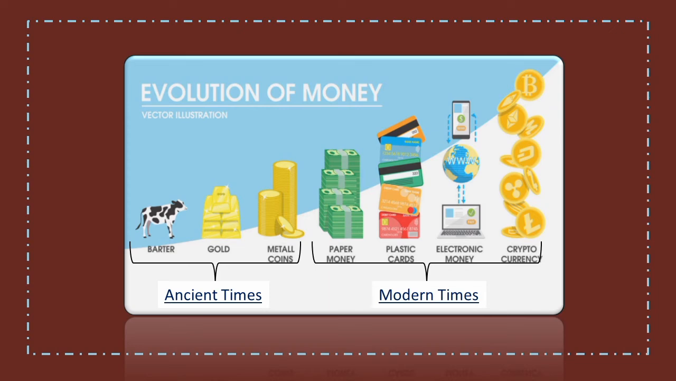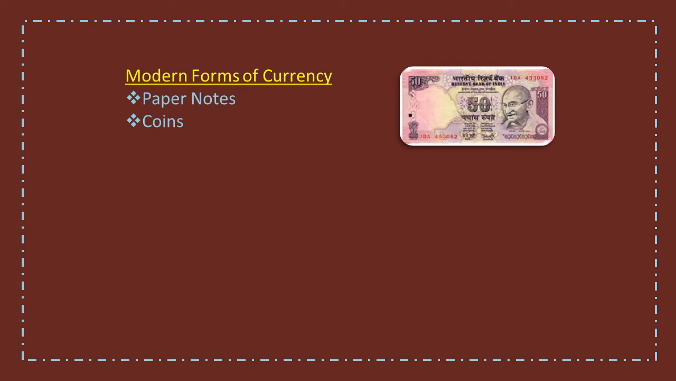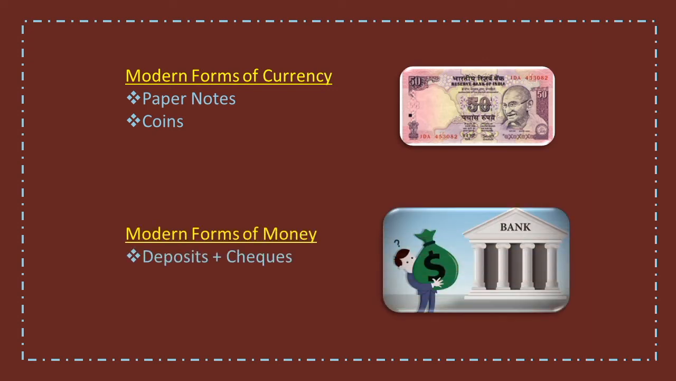Let's move forward. Modern forms of currency. So what are the modern forms of currency? Paper notes we use, the coins we use. So these are the modern forms of currency. Then the modern forms of money. Modern forms of money are deposits plus checks. Why have I written it like this? Because if we are depositing something, to withdraw it we have to give checks. So deposits and checks come hand in hand.